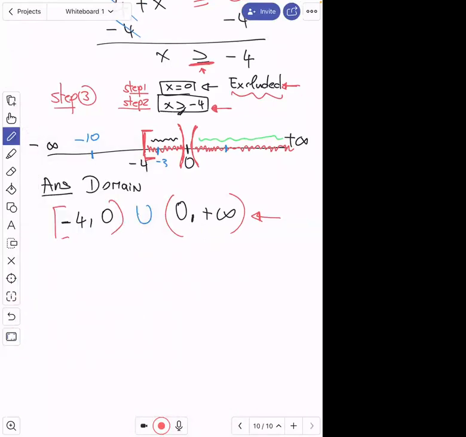All right. So this is our question number 2 for today. Number 2. So how do we find the domain using graphs?